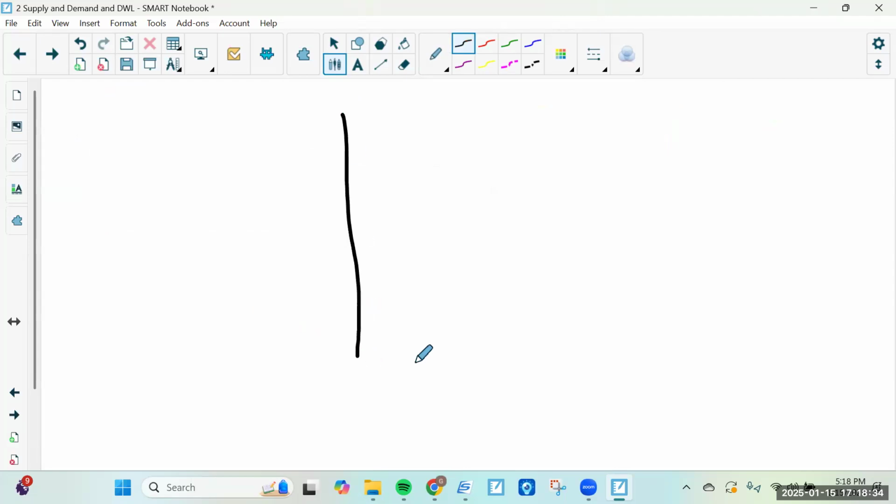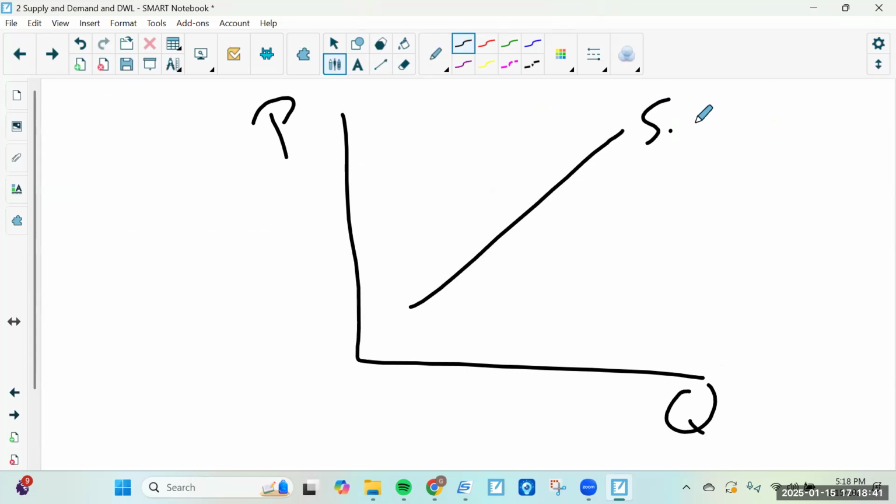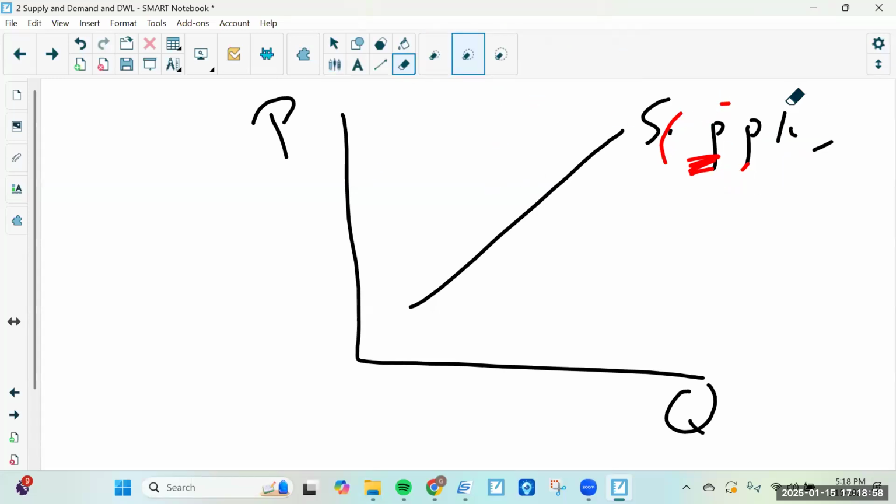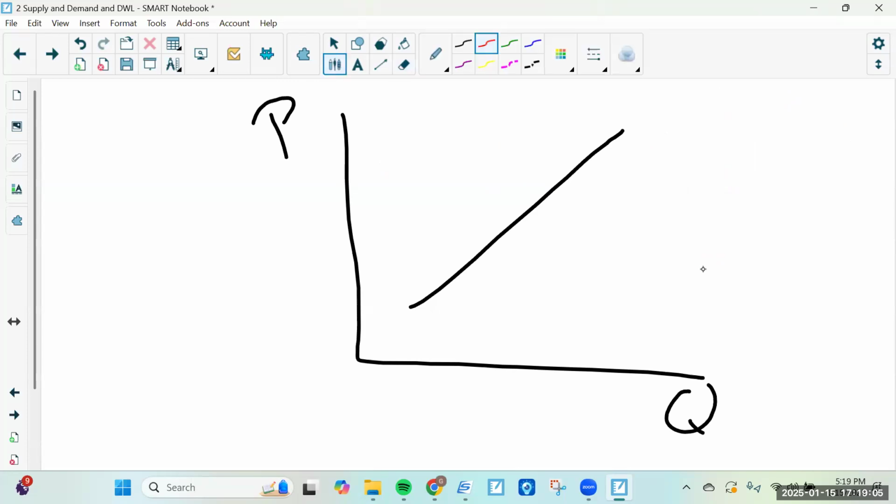So when I draw my supply curve, again, always label the axes, price and quantity. The way you remember this, and you don't have to write it out every time, is supply goes up. Up, up, up. It shoots up to the sky, right? And normally we're not going to write out the word supply just because of time. Economists don't. They label this just good old S.